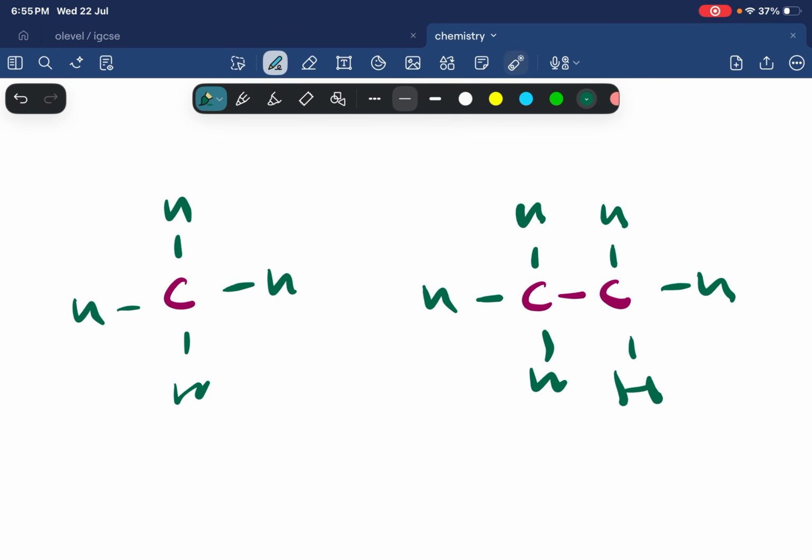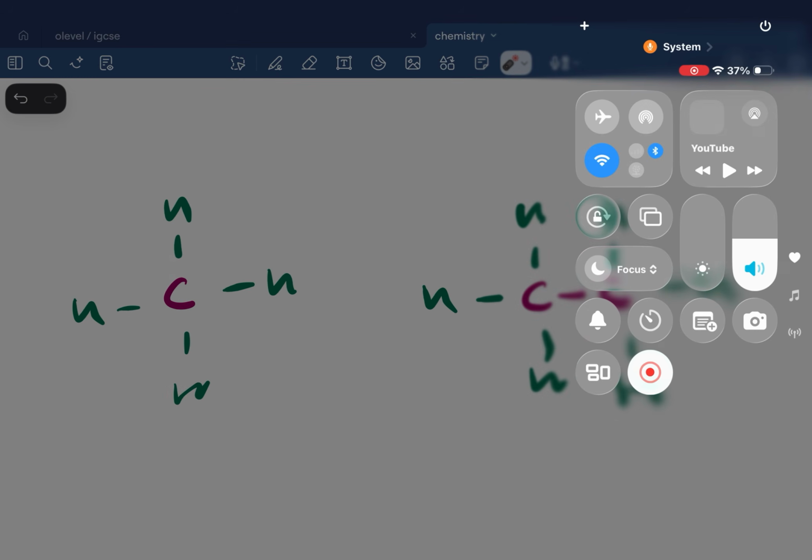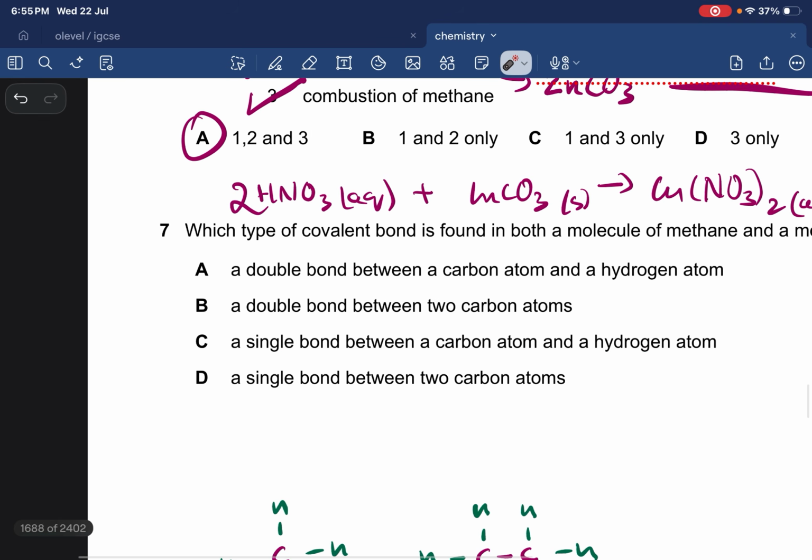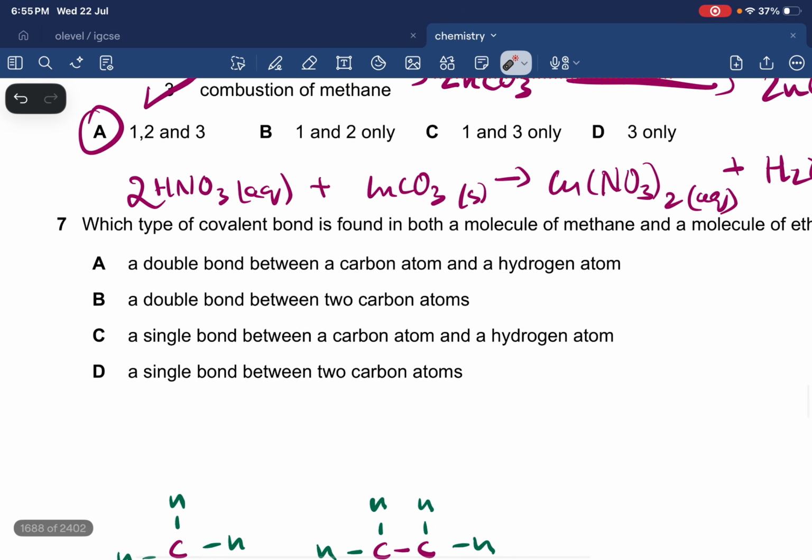Now remember, methane does not have a carbon-carbon single bond. Methane is just a carbon with 1, 2, 3, 4 hydrogens, whereas ethane is 2 carbons. So there is no carbon-carbon single bond in methane, but carbon-hydrogen bond is present in both. Which type of covalent bond is found in both? Okay, a single bond between 2 carbon atoms. That is incorrect.